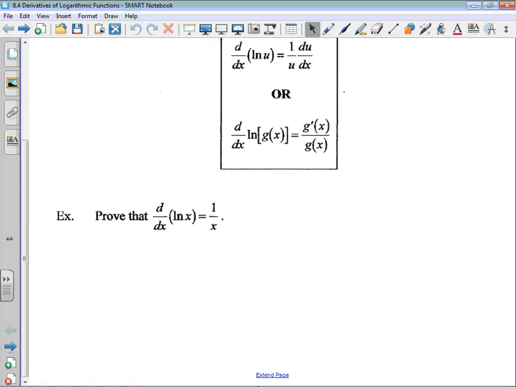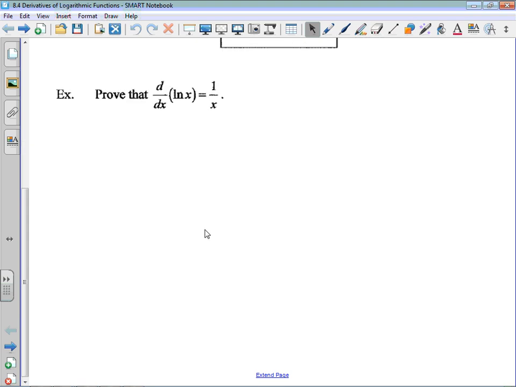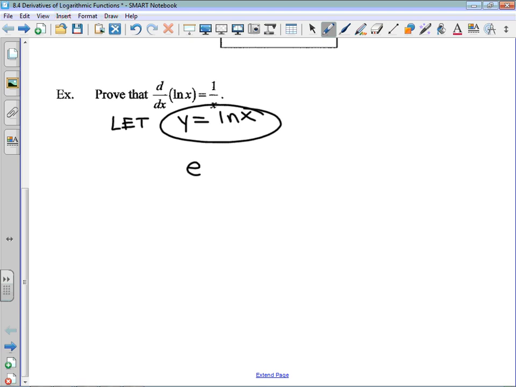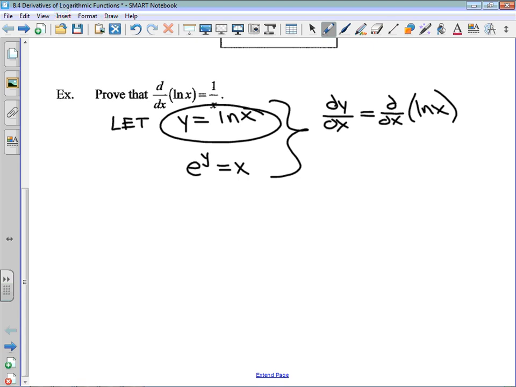The first thing they want us to show is they want us to prove that the derivative with respect to x of the natural logarithm of x is 1 over x. And the way that we're going to do that is we are going to let y equal ln x. The reason that's beneficial is we can rewrite this in exponential form as e to the power of y is equal to x. The advantage to this is that if we find dy over dx for either of those two, we know that this is going to be the derivative with respect to x of ln x. And hopefully, we get 1 over x.